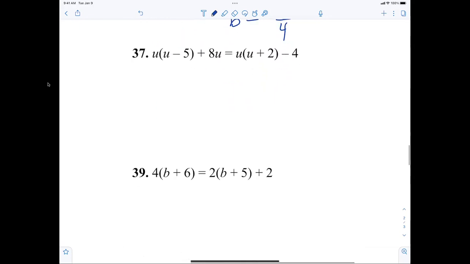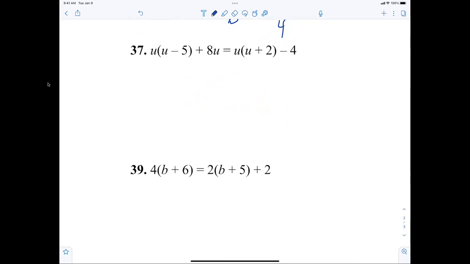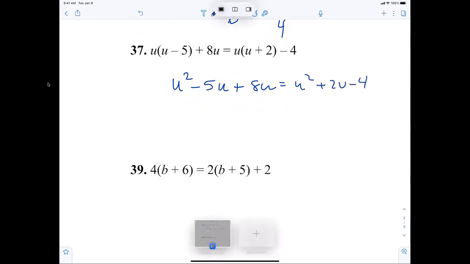Okay, Cappy, let's go. That'd be 2u. No. U times U. Oh, sorry. U squared, then what? Minus 5u plus 8u equals u squared plus 2u minus 4. Now what happens? It would just be the 2u squared would cancel out, right? And then it would be -3u.